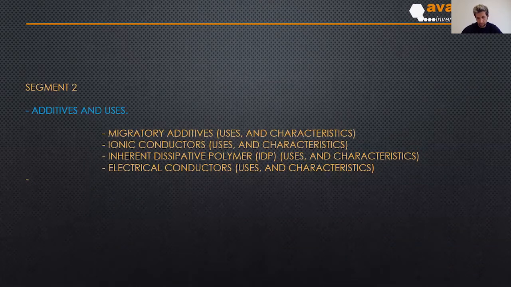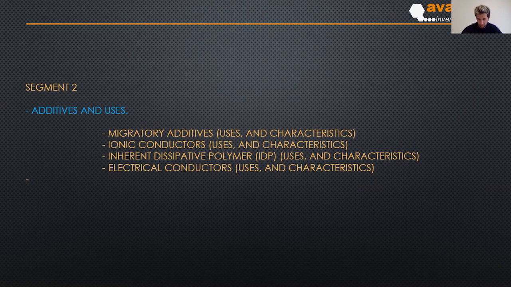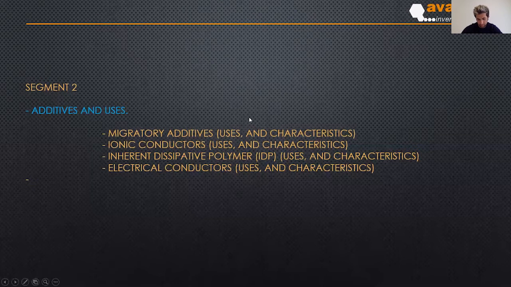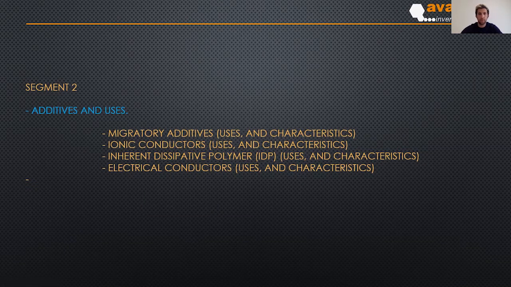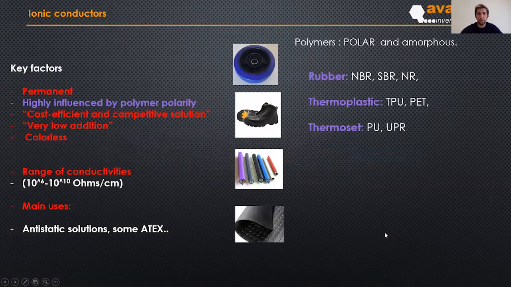Now we are going to talk about direct additives, in this case mainly Avanzare additives, and their use. Of course, we are going to talk about all of them. We are not talking about migratory additives because they are a material that has been present on the market for several years, and I assume that everybody knows about that. First we are going to talk about ionic conductors, which is the typical use of this system.